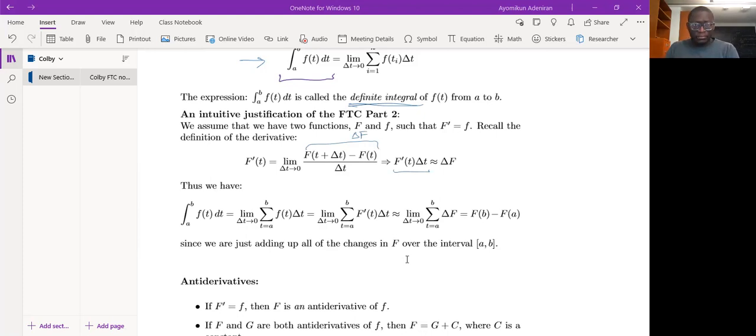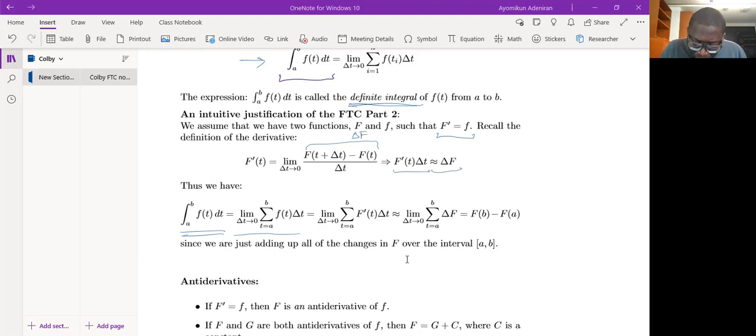Now, what does that mean? It means that if this is what we want to evaluate, we start here, but we said this is exactly given by this formula, the Riemann sum, which is the limit. But each of these you can replace: f(t) delta t is the same thing as capital F prime of t times delta t, because capital F prime is equal to small f. By this approximation, this is approximately the limit as delta t goes to 0 of the sum of the delta F's.